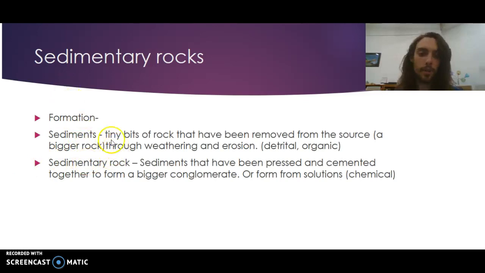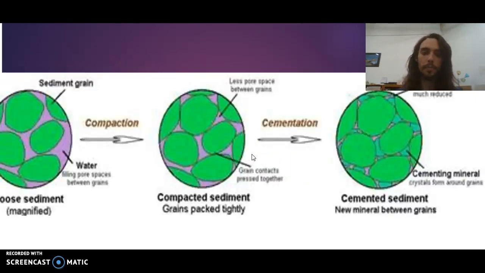So a sedimentary rock is exactly what I just talked about. It's those sediments that have been pressed and cemented together to form a bigger conglomerate. And a conglomerate is just basically a bunch of different pieces of rock together. They can also form from solutions. So that's going to be chemical sedimentary rocks. But a solution basically is just water mixed with something. So that's what we're talking about.